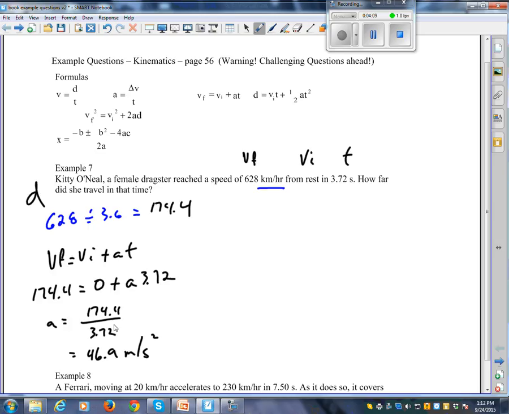Okay, so that's our acceleration. Now to find the distance, which one would you use? This one, this one or this one? Probably easier to use this one because it's written as d equals, so let's use that. Initial velocity is 0, that's always nice. Acceleration of 174.4, time 3.72 squared. Make sure you square it.